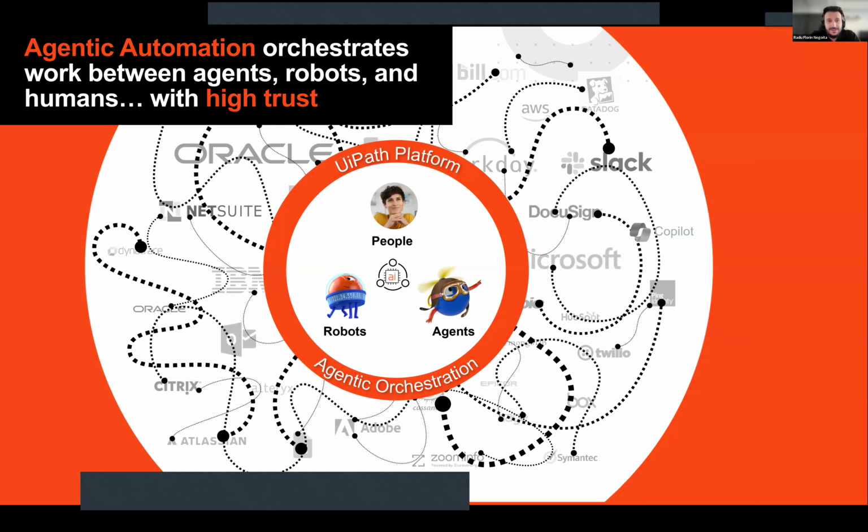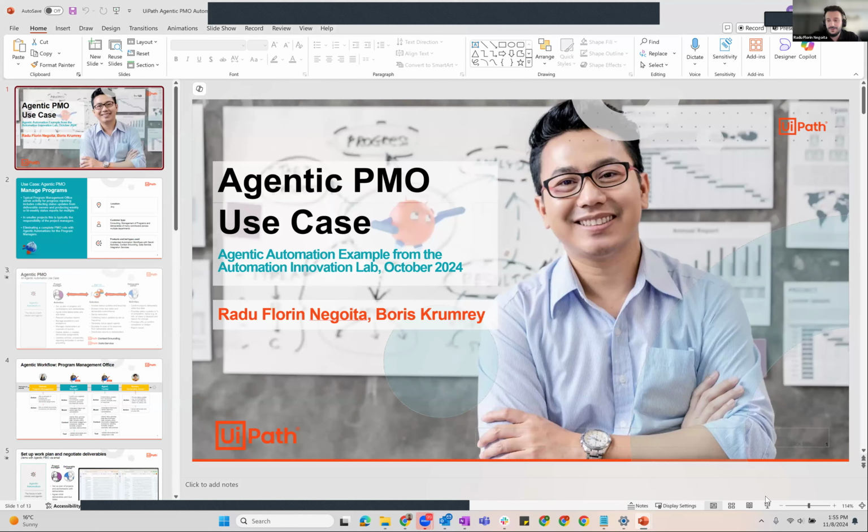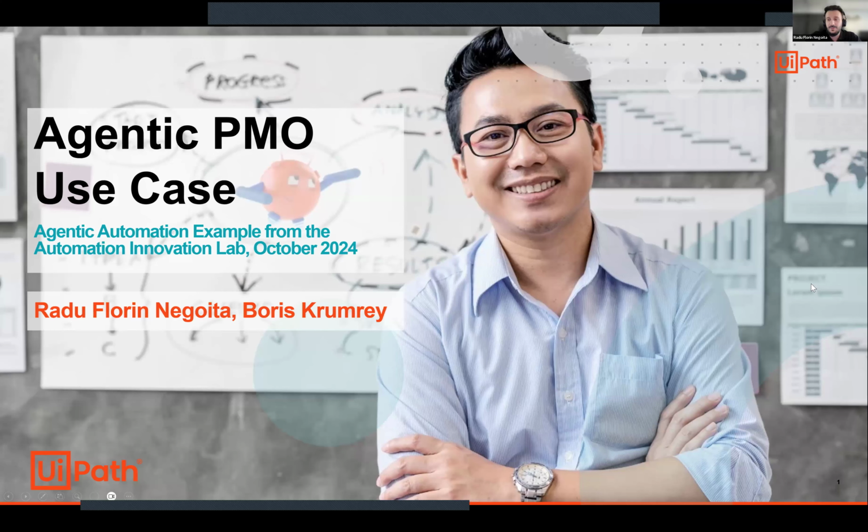So this is the agentic automation, how we like to orchestrate the work between agents, people, and robots. This is my last slide of the presentation. I'm going forward with the demo that I would like to present to you, which is the agentic PMO use case.